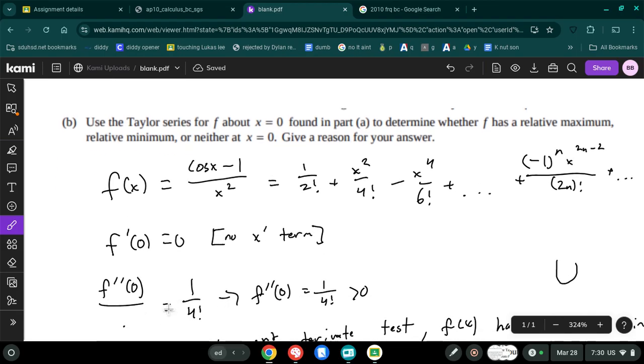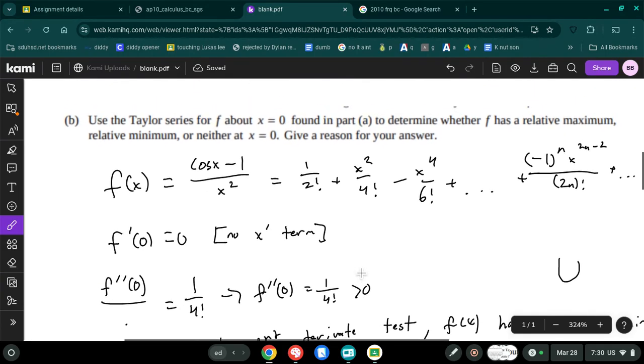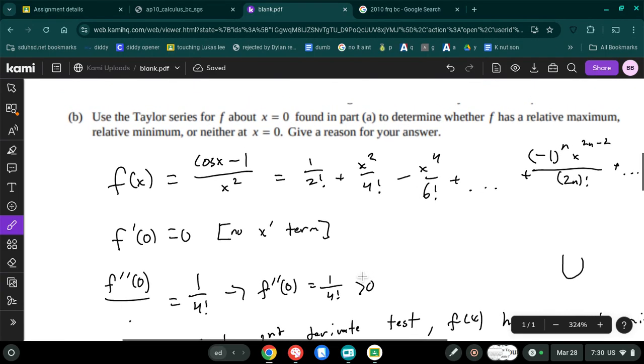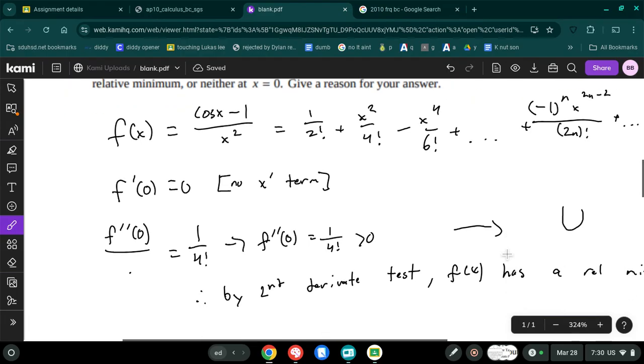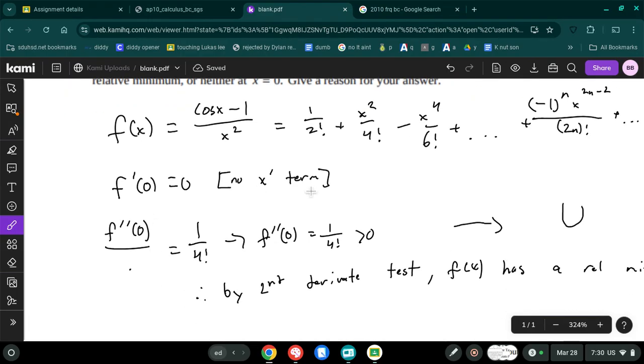So the main part here is that we have to define this just to give a reason for our answer, or justification. For f double prime of 0 is equal to 1 over 4 factorial, f double prime of 0 is equal to 1 factorial. And because this is positive, it looks like this graph, so it's always going to be concave up, so it'll be a relative min. So that's why we stated this.